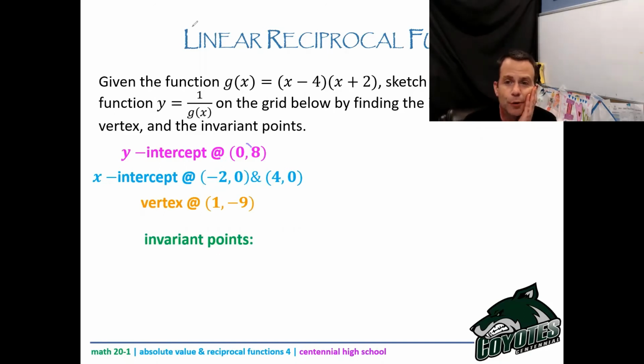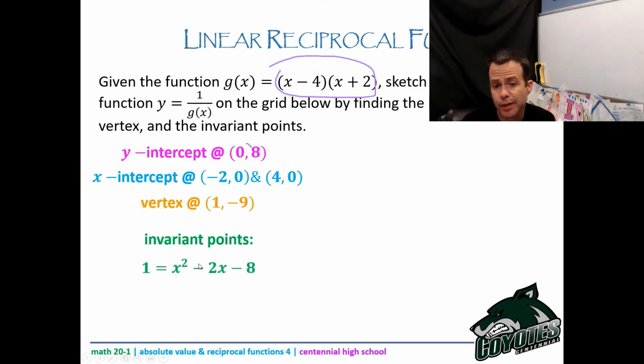Now we're going to go for those invariant points. It's probably easier when dealing with the invariant points to multiply this out. So that's going to be x squared, and I'm going to have 2x and -4x. When I add those together, that's -2x and then -8. Okay, so I'm going to set that y value equal to 1 and to -1.